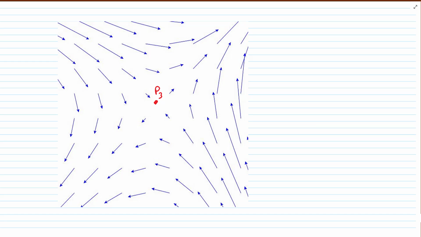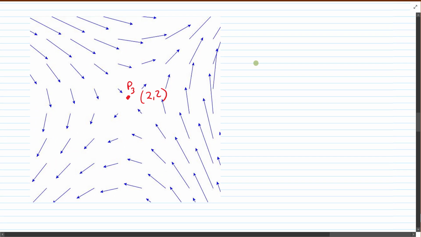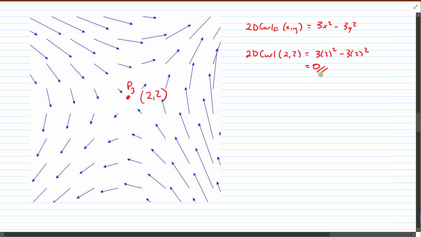So lastly, I want to look at the curl at point P3. But now we're going to use, and I didn't write this down, these are the coordinates 2, 2. But now we'll go ahead and use our computation here right off the bat. During the previous calculation, we said that the 2D curl of f at a point x, y, we computed that to be 3x squared minus 3y squared. So you can see that if we took the 2D curl at the point 2, 2, that's going to give us 3 times 2 squared minus 3 times 2 squared, which gives us 0.